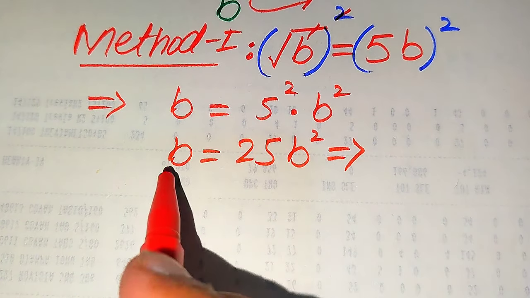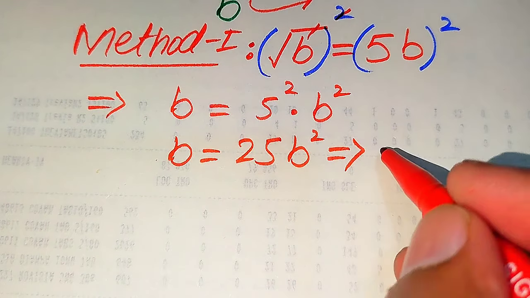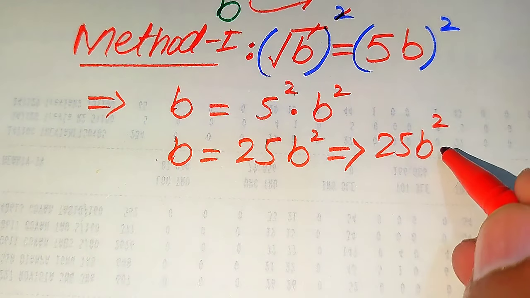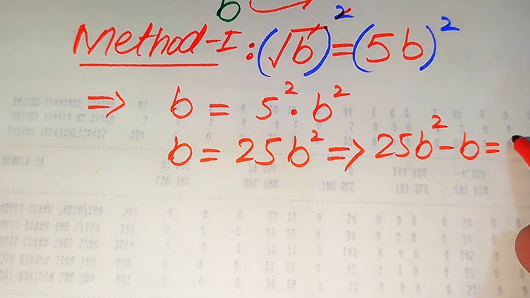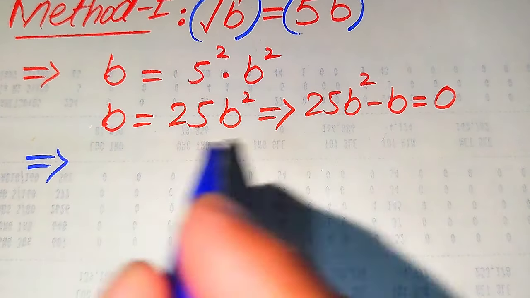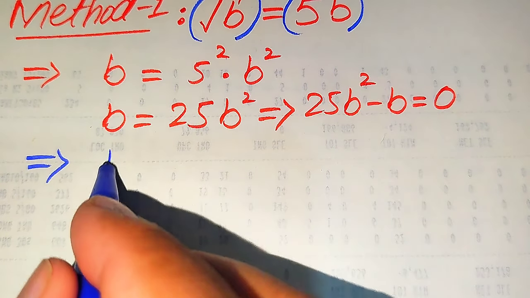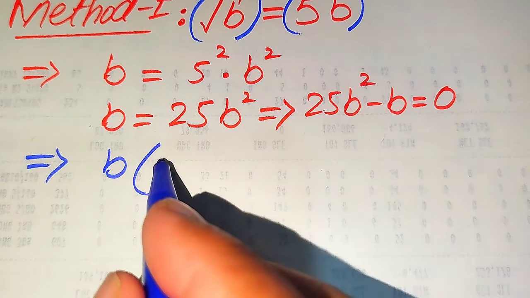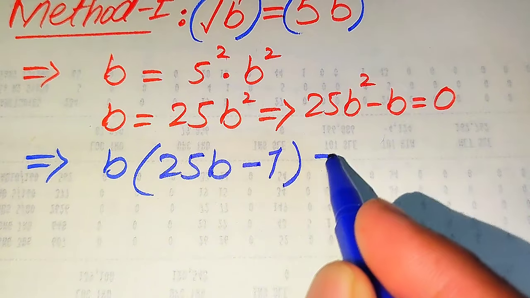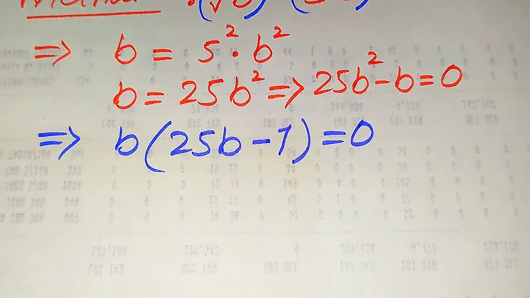And this implies that we need to move this b to the right hand side, and it becomes 25 times b square. This is positive b. When we move it to the right hand side, it becomes negative b, and this whole equation is equal to 0. And now you see both of these terms involve b, so here we take common b. When we take common b, we get the remaining values: 25 times b minus 1 is equal to 0.